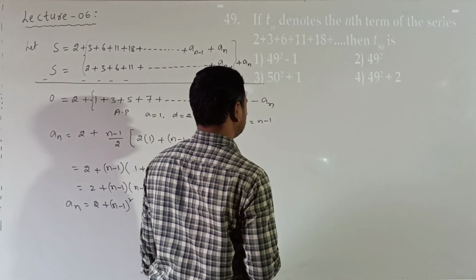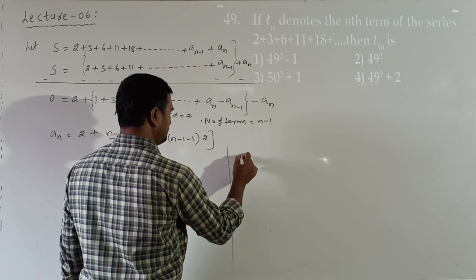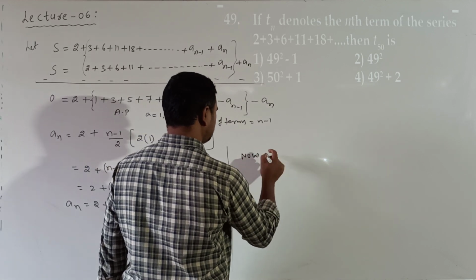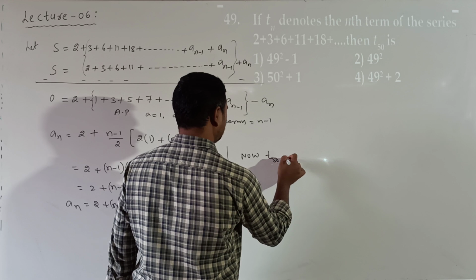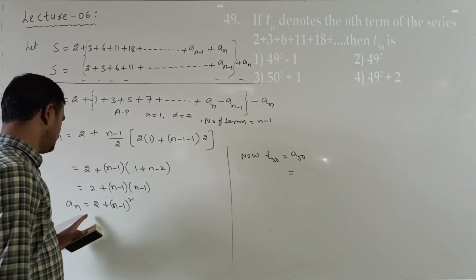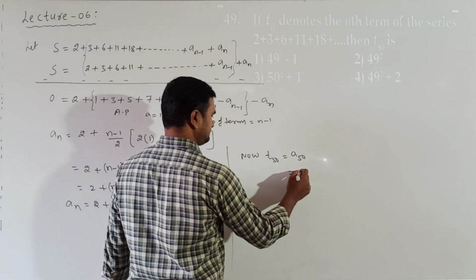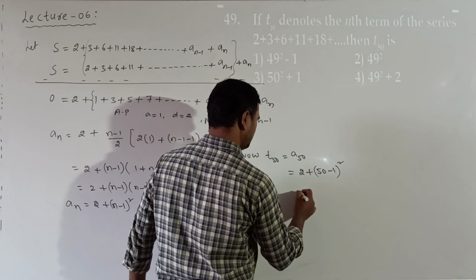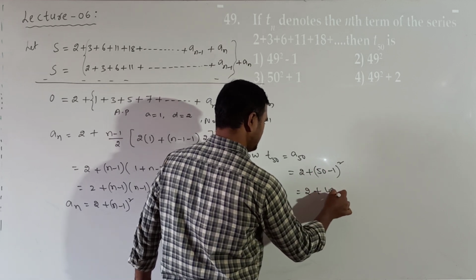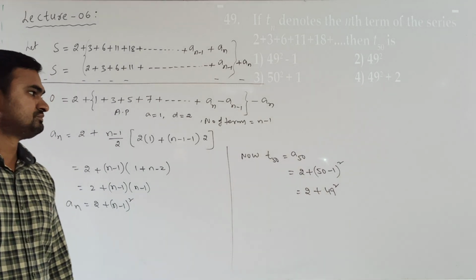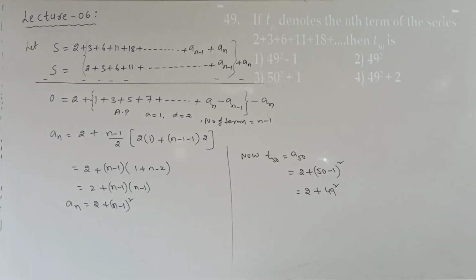Now what we require is T50. So T50 we can write as a50, the 50th term. What is a50? 2 plus 50 minus 1 whole square. It is nothing but 2 plus 49 square. So that is the required term, 2 plus 49 square.